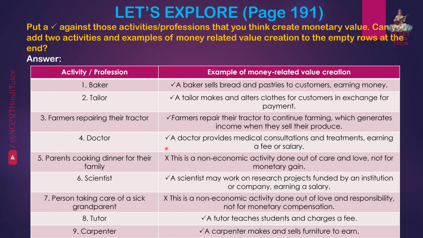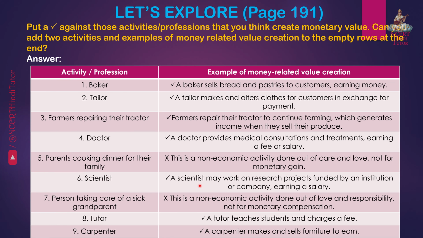Fourth, doctor. This is also right. A doctor provides medical consultations and treatments, earning a fee or salary. Fifth, parents cooking dinner for their family. This is wrong. This is a non economic activity done out of care and love, not for monetary gain.